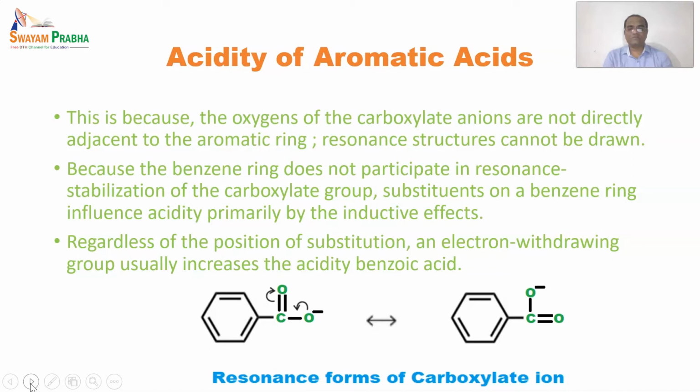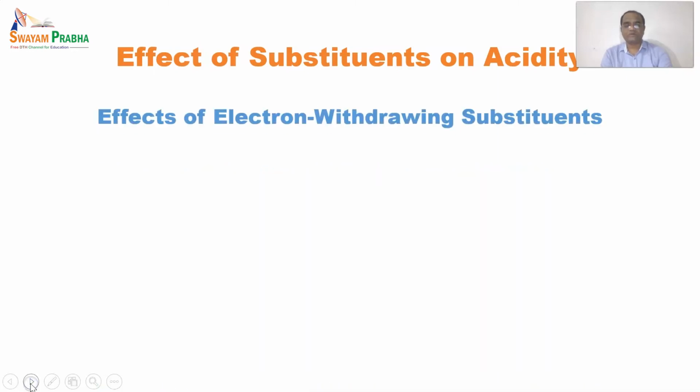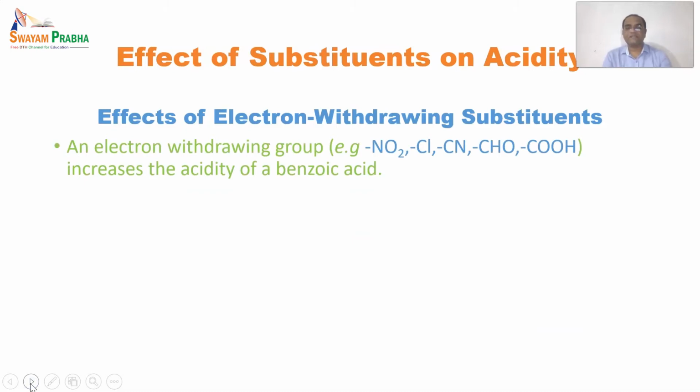Regardless of the position of substitution, electron withdrawing groups usually increase the acidity of a benzoic acid. So now we will see the effect of substituents on acidity. What role does an electron withdrawing group play, and what role does an electron donating group play in the case of acidity?